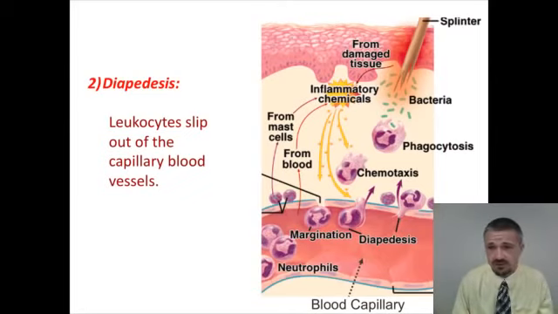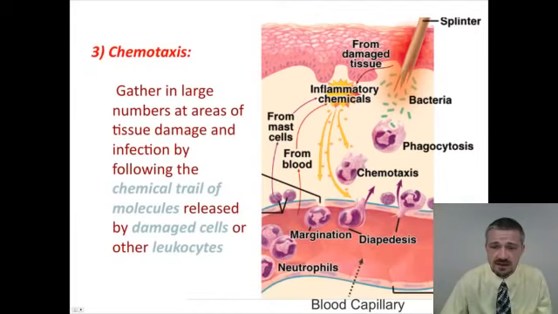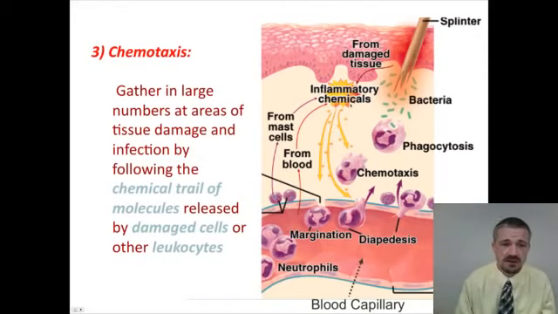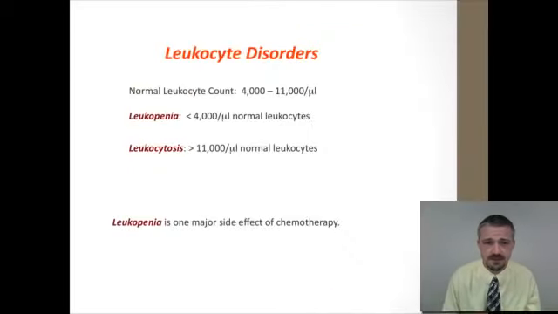Finally, if you're going someplace, you're probably going to follow the directions you have, or you might follow your GPS. That's basically what happens with chemotaxis. These cells are now going to follow chemicals that have been released that get them to the area where there's a problem. So with chemotaxis, they're pretty much following the chemical trail, or their GPS, to where the issue is. And once they get there, they're going to phagocytize, try to digest, and get rid of these foreign cells.